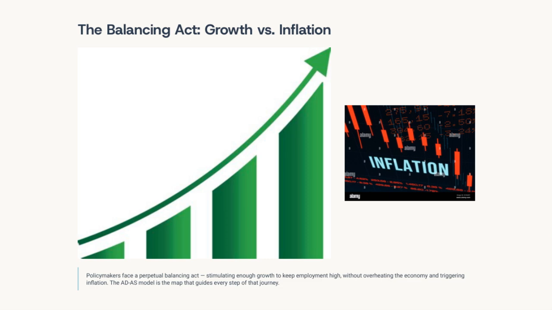And that's where the ADAS model comes into play. Think of it as a map or a guiding tool that helps policymakers navigate this complex terrain. It shows them how different policies and economic conditions can shift the aggregate demand and aggregate supply curves. By understanding this model, policymakers can better predict how their actions might impact overall economic activity, inflation, and employment. It's all about steering the economy in the right direction, promoting growth without letting inflation spiral out of control. That's the core challenge they face every day, and the ADAS model is essential in helping them make informed decisions.